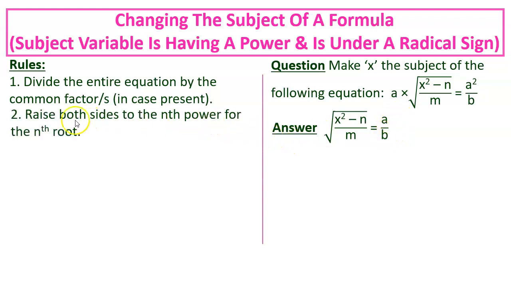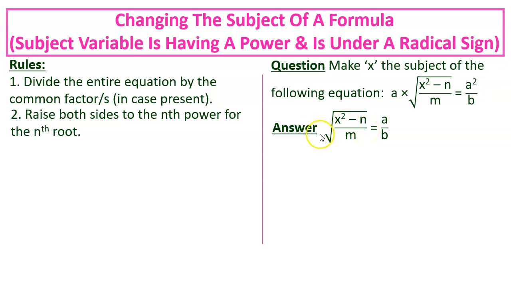Rule number 2, raise both sides to the nth power for the nth root. What does this mean? This means that in this case we are having the square root. Therefore, we will be raising both the sides to the power of 2. That means we will be squaring both the sides. If in case in place of square root we had a cube root, we would have cubed both the sides. We would have raised both the sides to the power of 3.